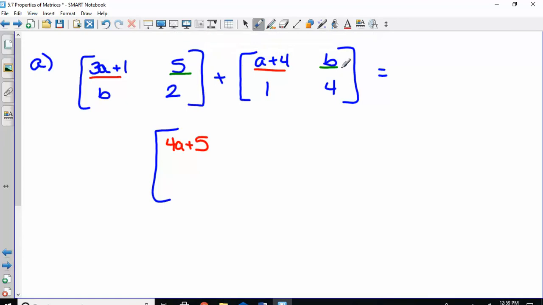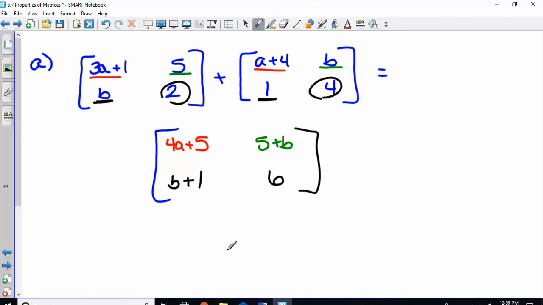Row 1, column 2. Can I add 5 and b? So I'm just going to write 5 plus b for that entry. Row 2, column 1. b plus 1, can we do that? No, so just b plus 1. And the last one, 2 plus 4 is 6. So they don't have to be just numbers. You can have variables, you can have expressions in that final answer.